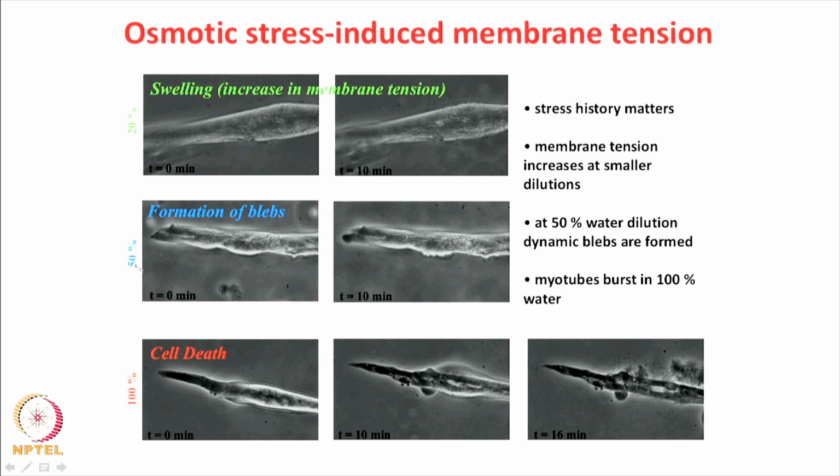However, when the osmotic stress keeps on increasing, you see the presence of these structures at the corner, which are called blebs. And eventually, if you put the cell in 100% water, it cannot balance the osmotic forces, and the cell will burst. So, these are examples of how an osmotic shock leads to alterations in the phenotype of the cells.